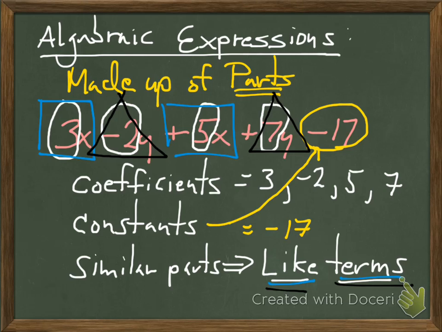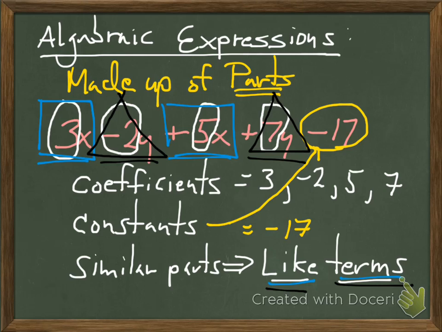Okay, so once again, we have 3 different things going on. Any number in an algebraic expression is either going to be a coefficient or a constant. If it's with a variable, it's a coefficient. If it's by itself, it's a constant. Terms are things that are added and subtracted together. If we have 2 terms that have the exact same variables, like the blue boxes where we had x's in both of them, or the black triangles where we had y's, those are considered like terms.